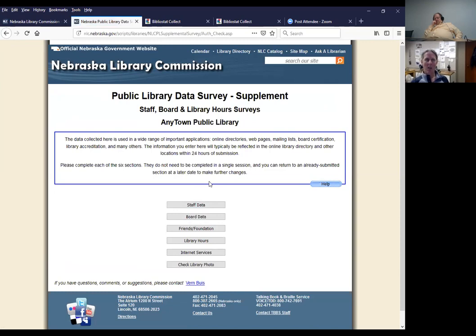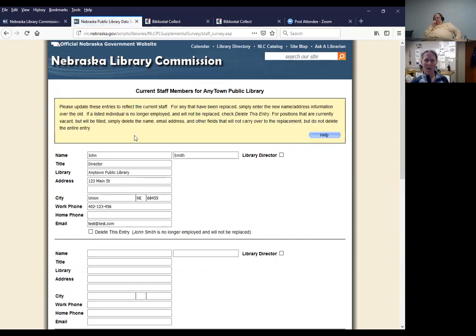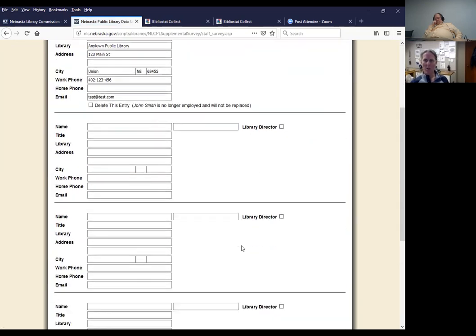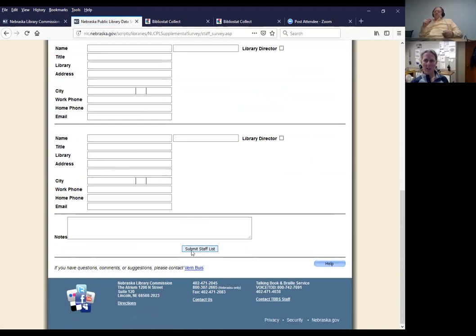It's usually a good time, once you submit the other public library survey, that's when we send the reminder to have you look over this information and make sure that what we have is up to date. Again, this is going to be a lot easier than the other one. You would just enter the name of the person, the address. If it was a library director, you would check that. And then at the bottom, this is to submit.